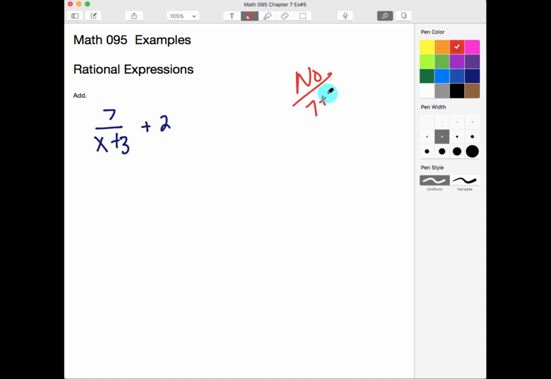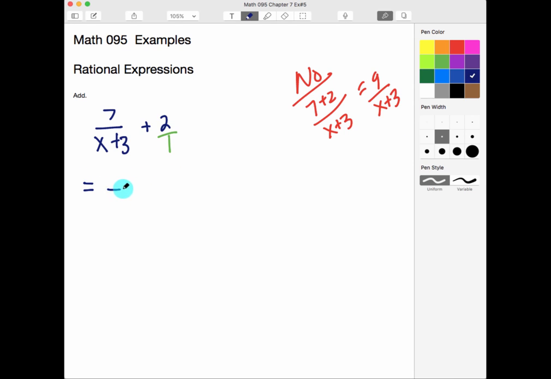Don't try to do this and give an answer and say that the answer is 9 over x plus 3. This is not allowed. You can't just say, oh, 2 is the numerator, add it to 7, because really there is that hidden 1 underneath the 2. So we still need to find a common denominator before we can properly add our fractions together.